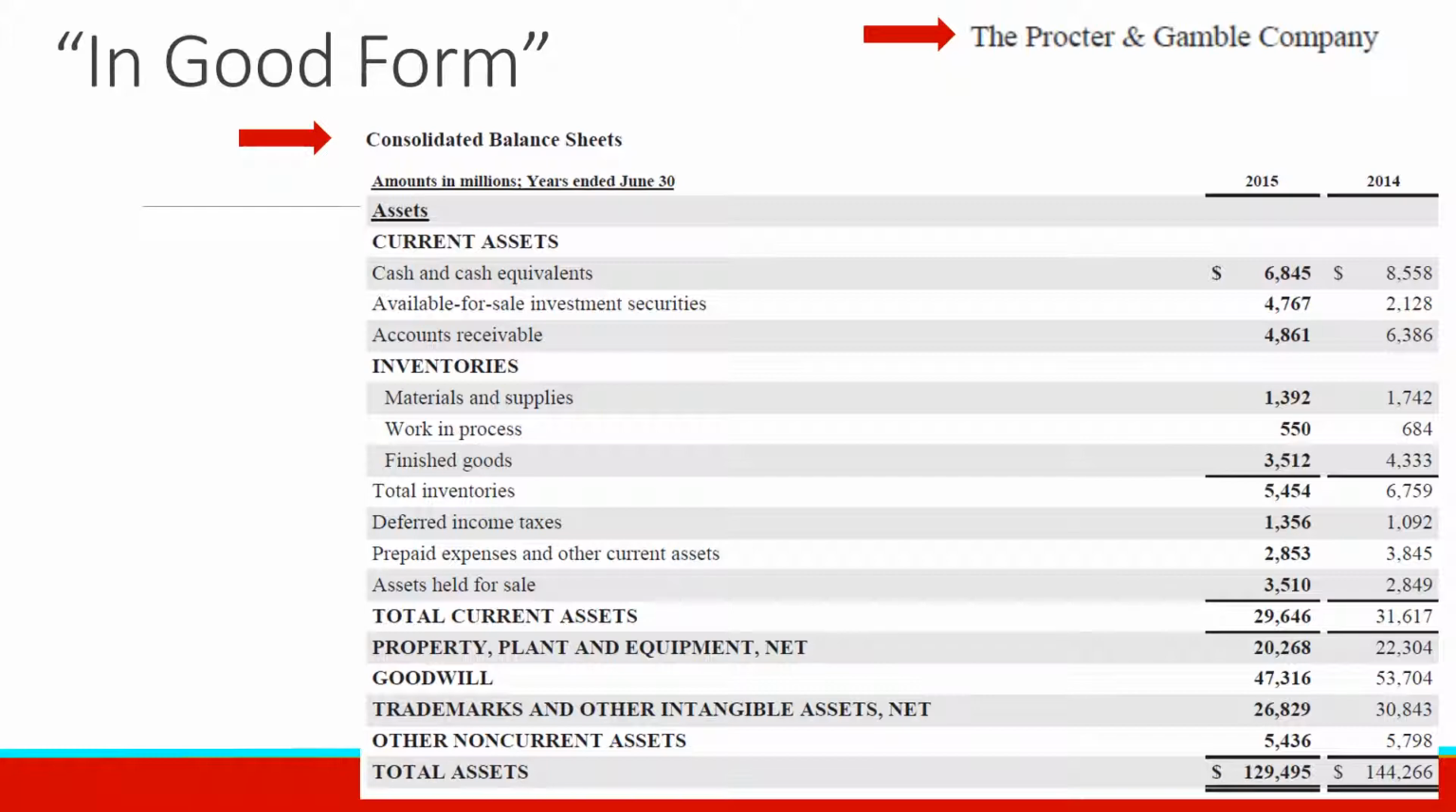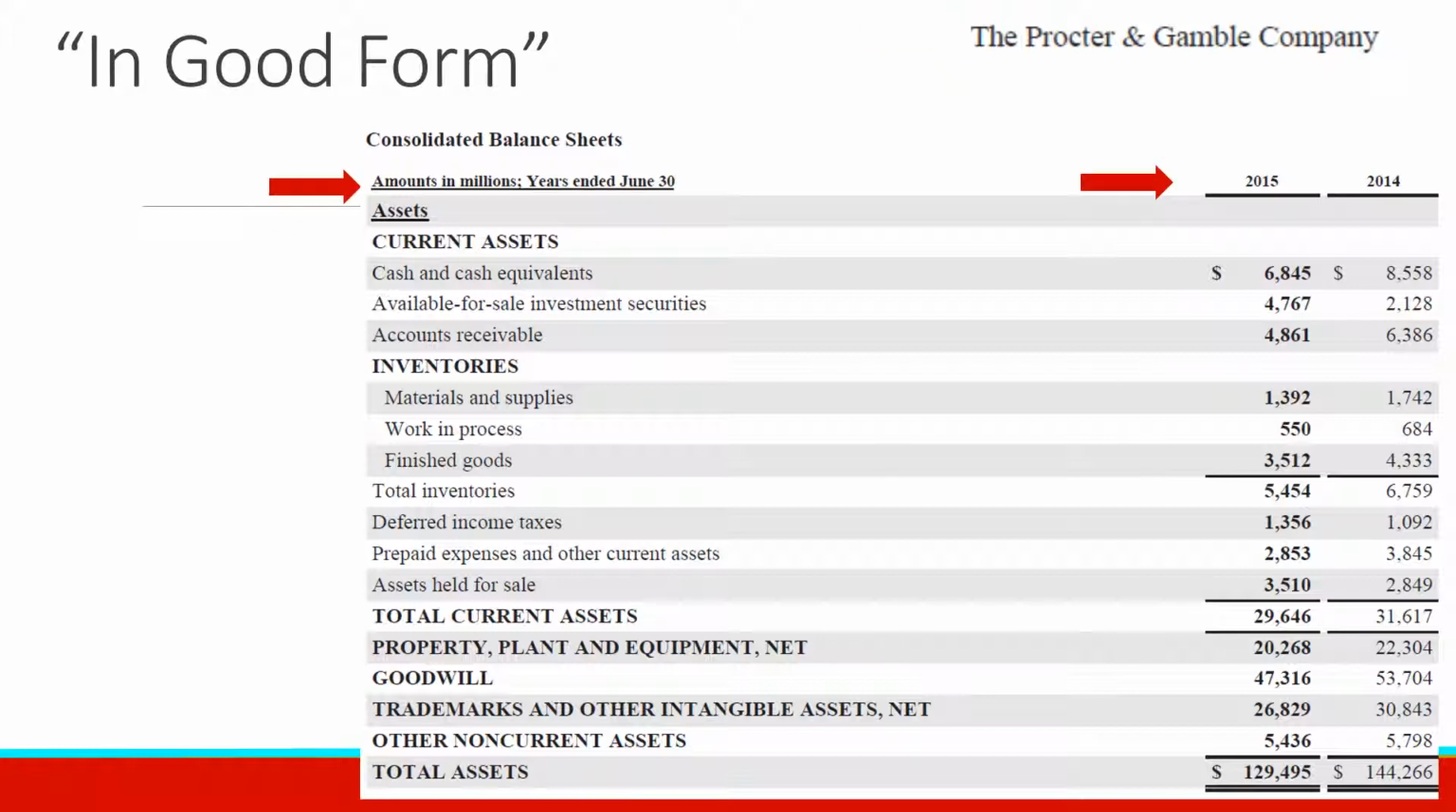Now I'd like to discuss what a balance sheet in good form looks like. You'll see highlighted here with 2 arrows the name of the company we're looking at, the Procter & Gamble company, and the name of the schedule, the kind of information that's being presented. You'll see highlighted the consolidated balance sheet. So 2 of the 3 pieces of information that you need to provide is the name of the company and the kind of information being presented.